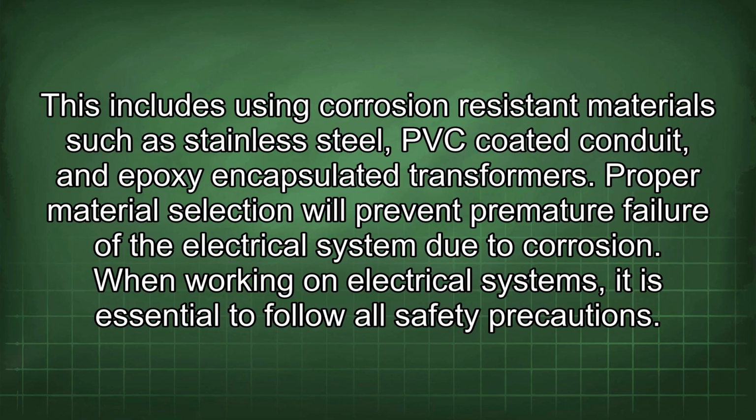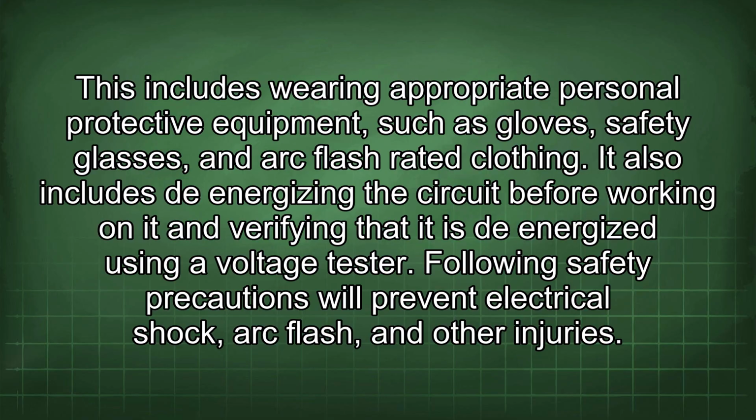When working on electrical systems, it is essential to follow all safety precautions. This includes wearing appropriate personal protective equipment such as gloves, safety glasses, and arc flash-rated clothing. It also includes de-energizing the circuit before working on it and verifying that it is de-energized using a voltage tester. Following safety precautions will prevent electrical shock, arc flash, and other injuries.